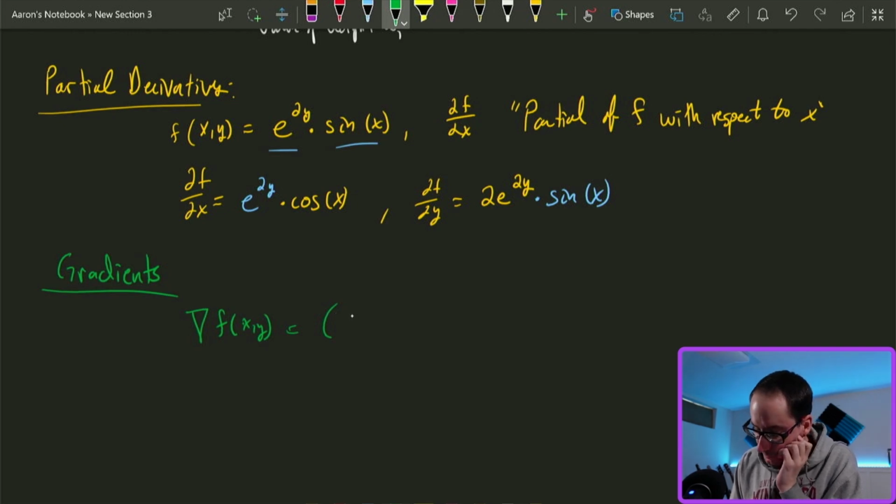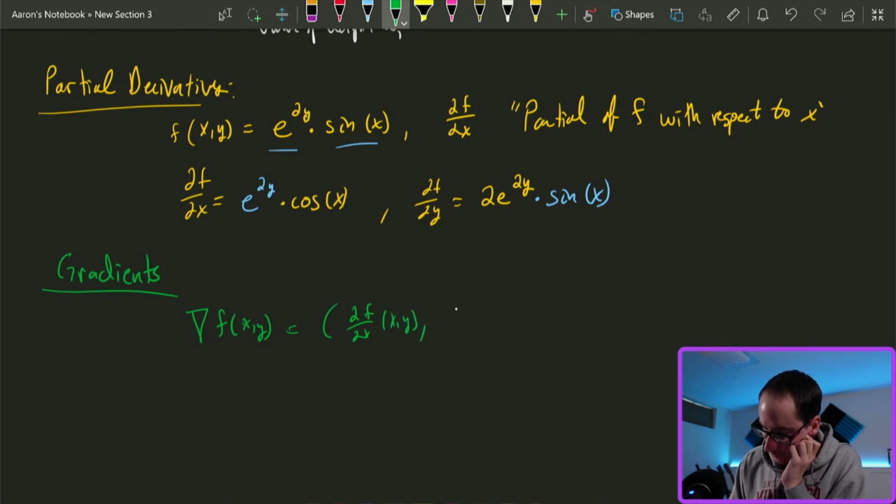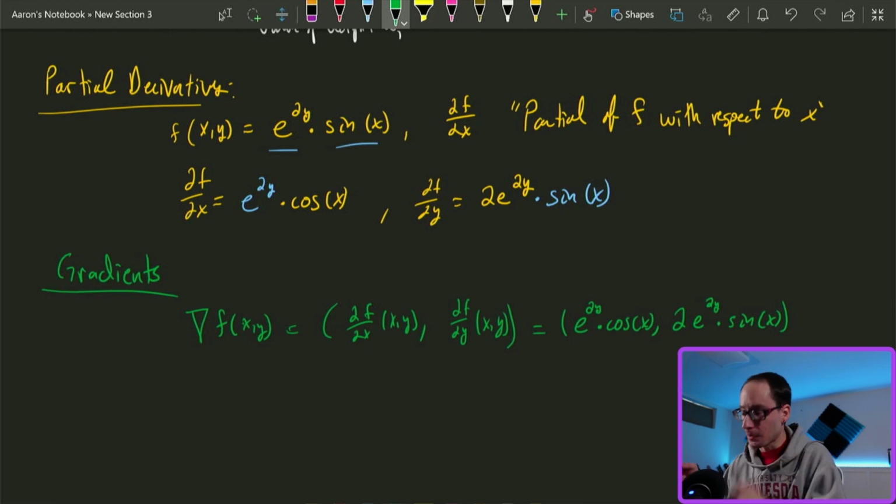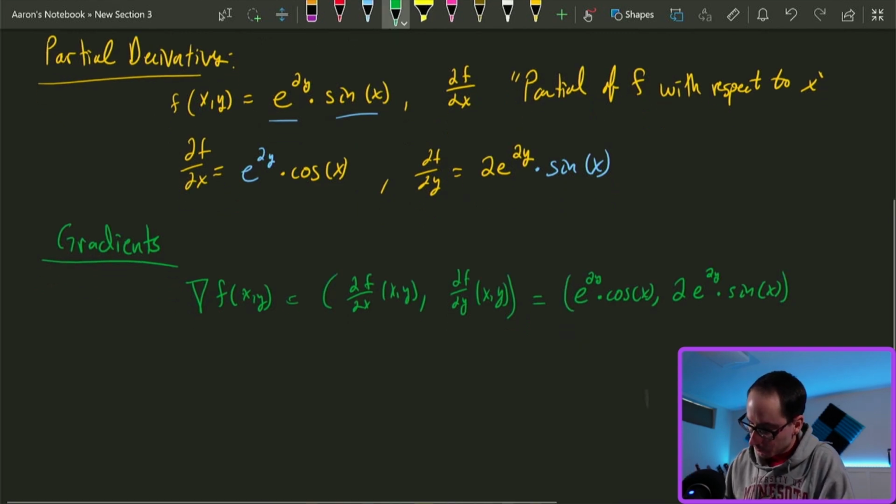Anyways, the first component of this vector is just the partial of f with respect to x, as a function, and the second is the partial derivative of f with respect to y. And we want to see that as notation. So in this case, for the gradient of f of x, y, the first component is just e to the 2y times cosine of x. And the second component is 2e to the 2y times sine of x. And there's our vector.